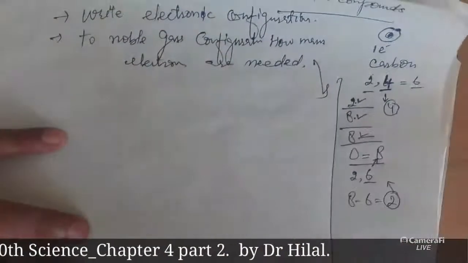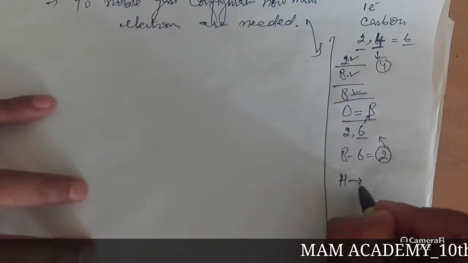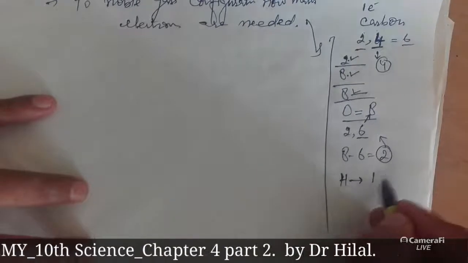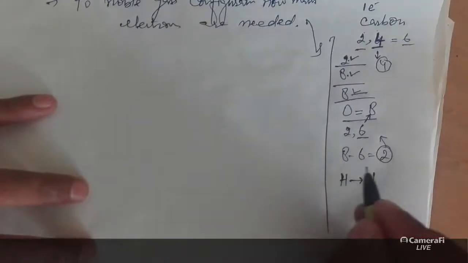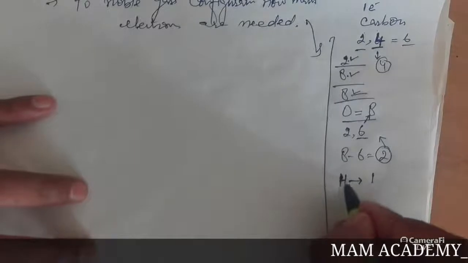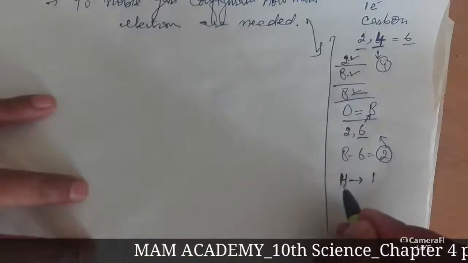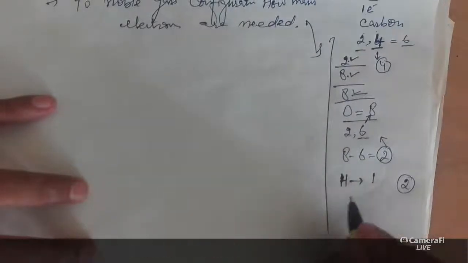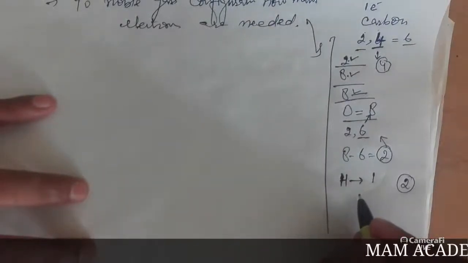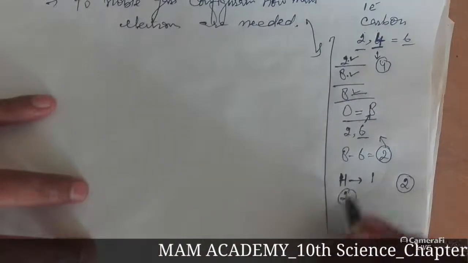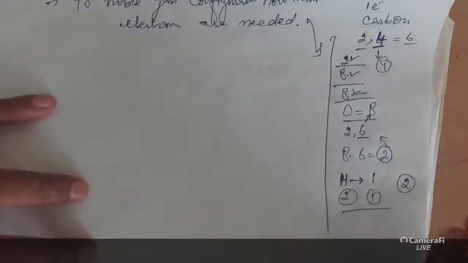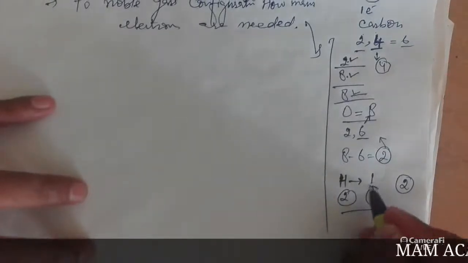This way we should know how many electrons each atom needs. For example, let us see hydrogen. What is the atomic number of hydrogen? The atomic number is 1. To attain the noble gas configuration here means helium, the nearest noble gas to hydrogen, which has 2 electrons. So for hydrogen to attain the noble gas configuration, that is to become 2, how many electrons does it need? It needs 1 electron. So this also we should know.